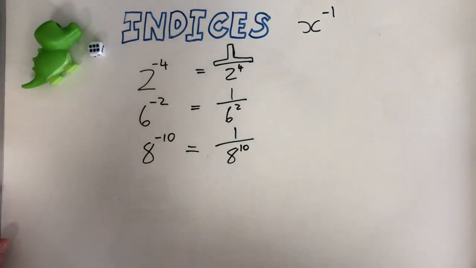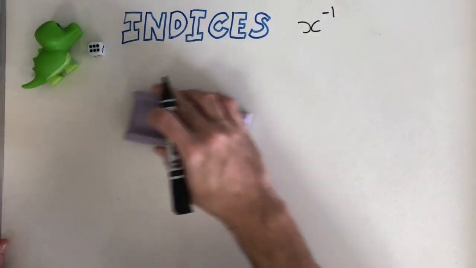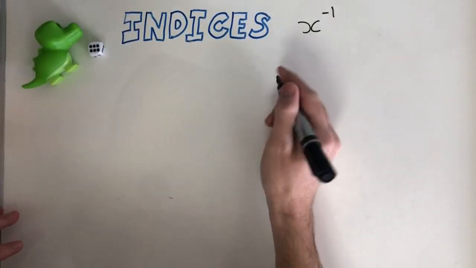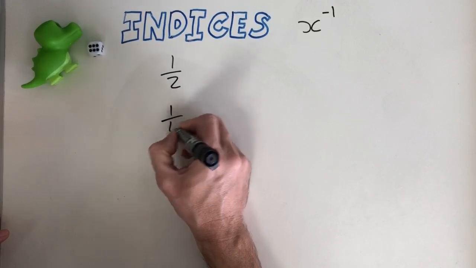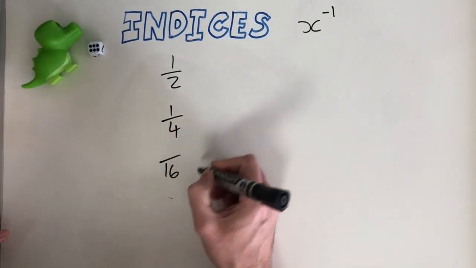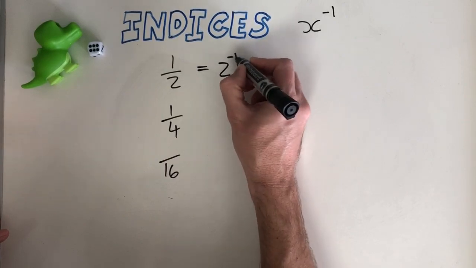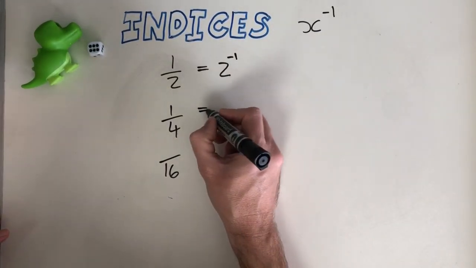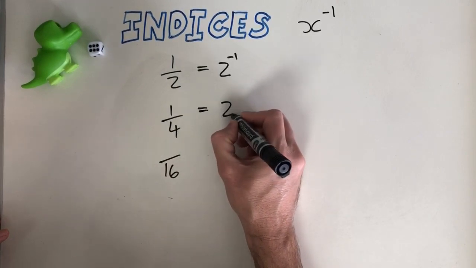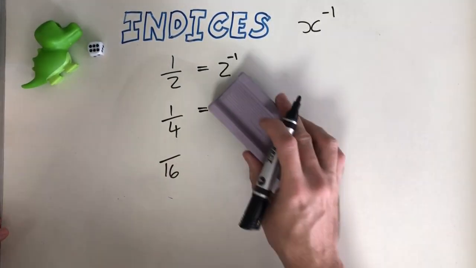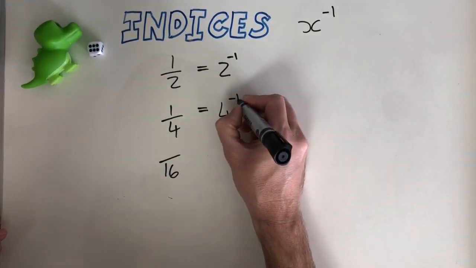So if I have any fraction, I can write it, well, not anything, well, we can, but I'm not going to go into too much detail about that. Let's say I had fractions like a half, or a quarter, or a 16th. How can I write this? I can write it as 2 to the power of negative 1. And this I can write as, well, let's just do one step at a time, 4 to the power of negative 1.